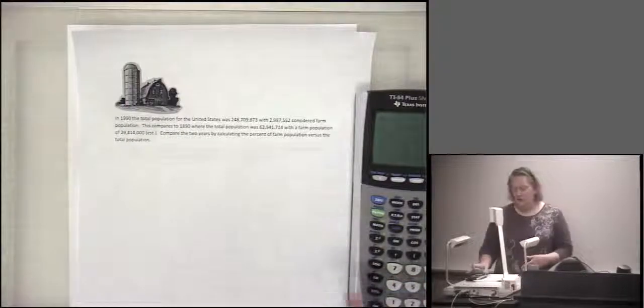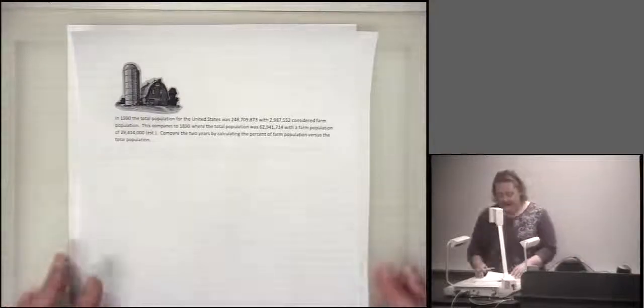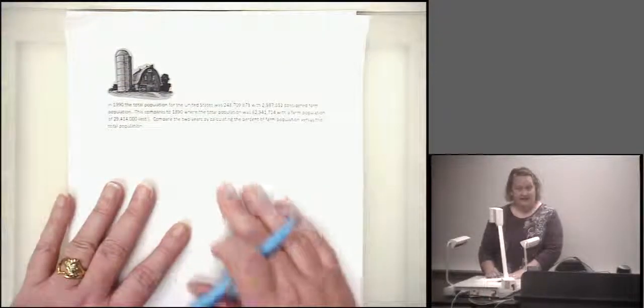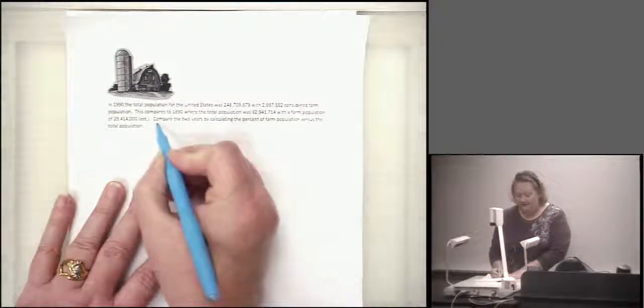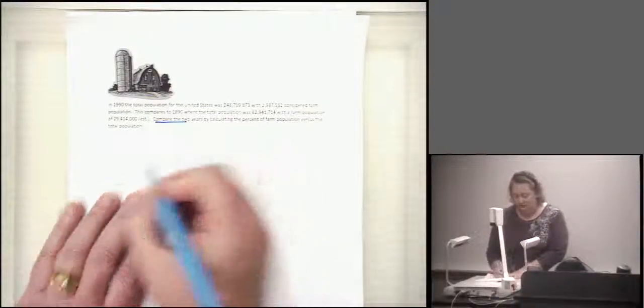Well, it tells us what it wants us to do. It wants us to compare the 2 years. And as we read this problem, there's a lot of big numbers involved. But we're going to let the calculator take care of the big numbers for us. But first of all, let's look at what it's asking us to do. It says compare the 2 years, okay?